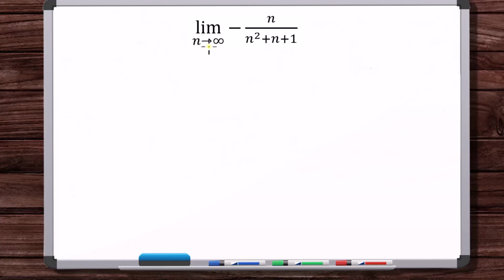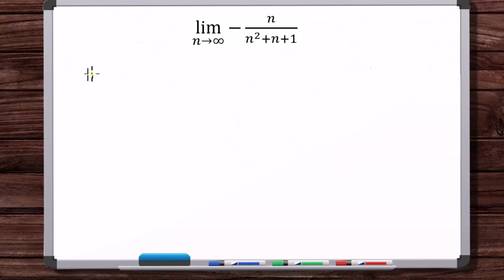Okay, the limit as n approaches infinity of minus n over n squared plus n plus 1. So here we've got a limit at infinity, right? The input variable is approaching plus or minus infinity of a rational function, right? This is a ratio of polynomials. So we know there's a standard procedure to solve any limit at infinity of a rational function. What you do is you just divide the numerator and denominator by the variable to the power that's the order of the denominator polynomial. So in this case, that would be squared.